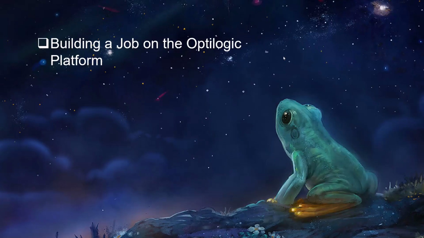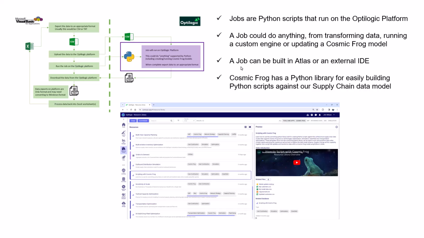In this chapter we'll cover building the job on the Optilogic platform. A job is a Python script that runs on the Optilogic platform, and in the context of an Excel app it's the logic that we want to execute. So this could be anything from transforming data to integrating against other things that exist in the cloud, running a custom engine, or often updating a Cosmic Frog model, running a scenario using any of our technologies, and then being able to take results back from running that scenario.